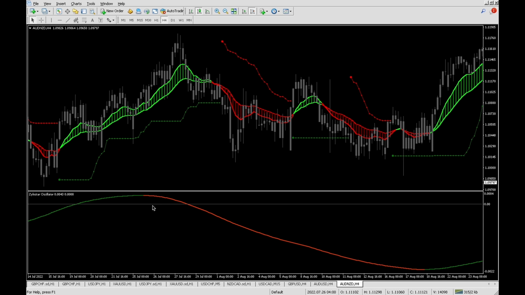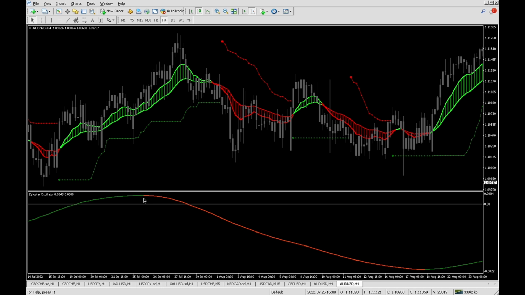All you need to do is spot where the color of the oscillator is changing. At this point, you can see on your screen, the color of the oscillator is changing from green to red. It is showing that previously the market was in an uptrend, and now the market is going to be in a downtrend. This red oscillator shows you a downtrend movement.